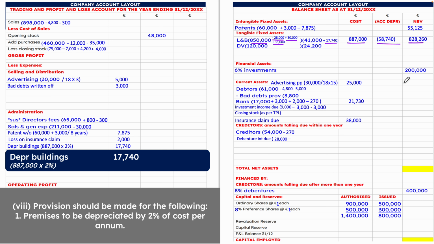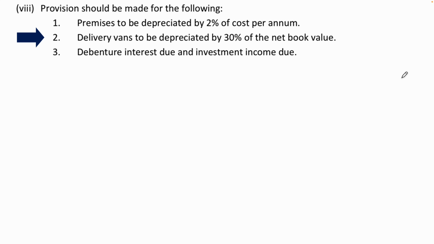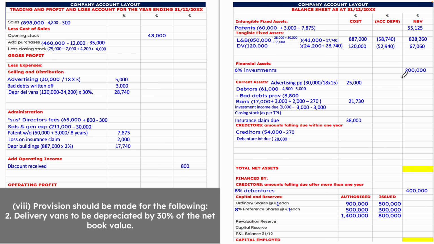The next thing says that delivery vans are to be depreciated by 30% of the net book value. So delivery vans are to be depreciated by 30% of the net book value. So net book value means that we are doing it based on, right, how much depreciation has been charged so far.